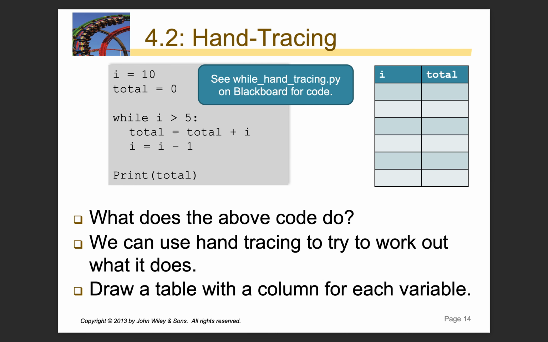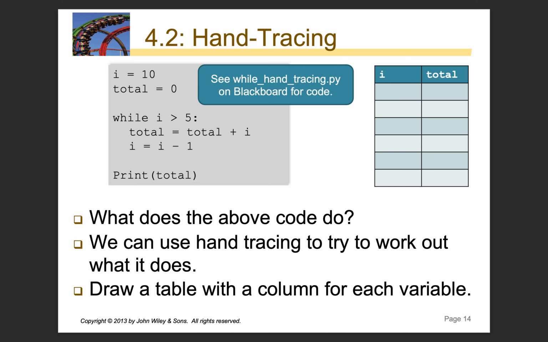One of the ways that we can get much better at understanding how a while loop works is to trace out the while loop by hand. So what I would suggest everyone does is get a piece of paper and a pencil and draw a table like this, a column for your I value and a column for your total value, because our code is going to use an I variable and a total variable.